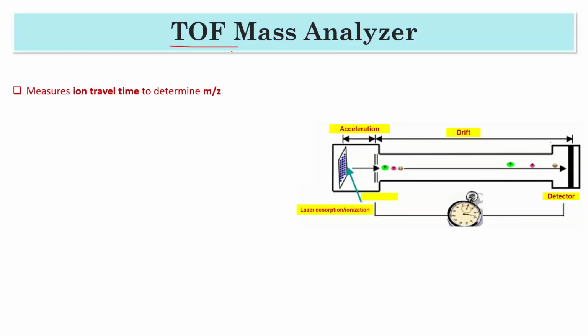So in TOF, what's happening? You have some drift region. In that, we are measuring time. We are measuring how much time your ions take to travel from here to here. As I told, heavier ions will move slower.